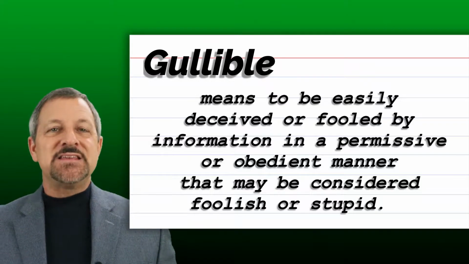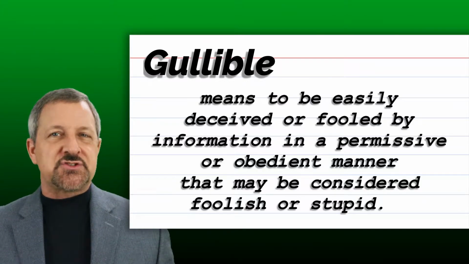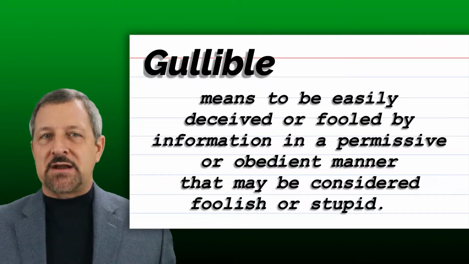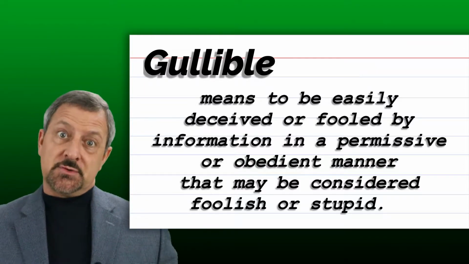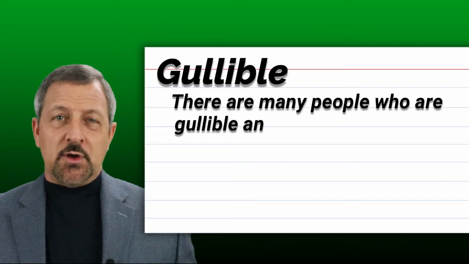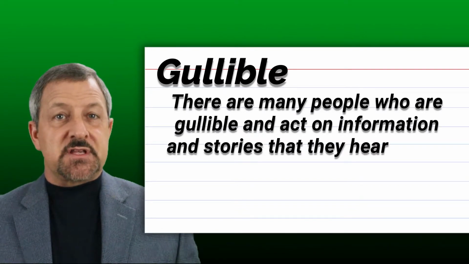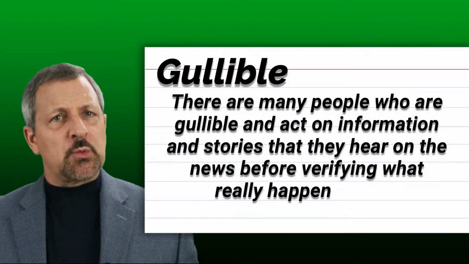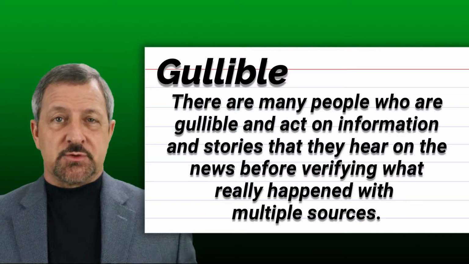The fourth word is gullible. Gullible means to be easily deceived or fooled by information in a permissive or obedient manner that may be considered foolish or even stupid. When gullible is used in a sentence, it sounds and looks like this. There are many people who are gullible and act on information and stories that they hear on the news before verifying what really happened with multiple sources.